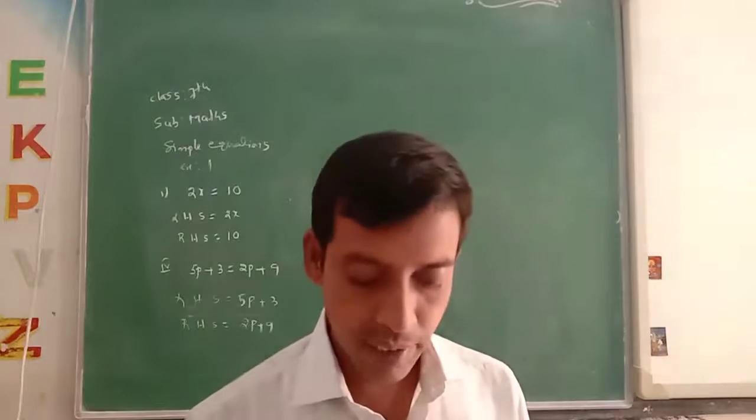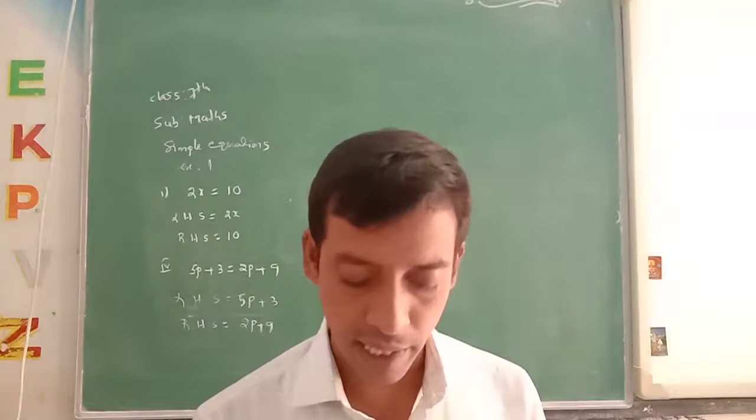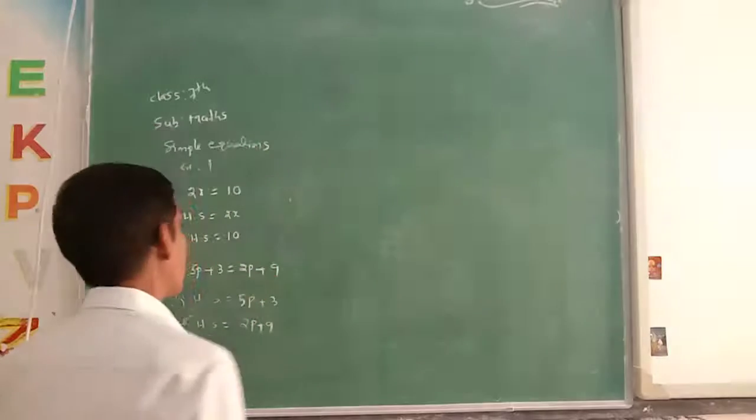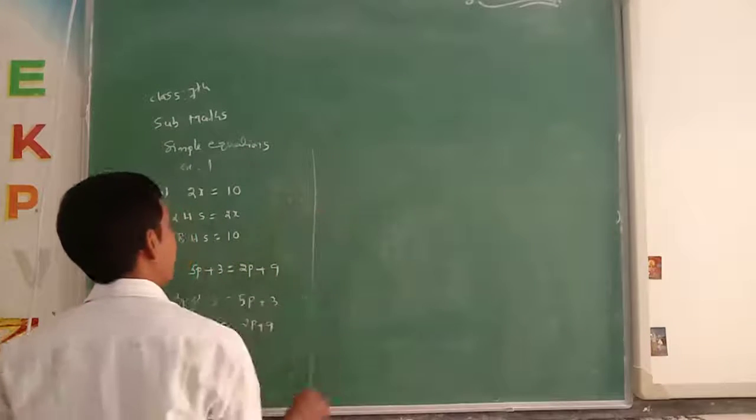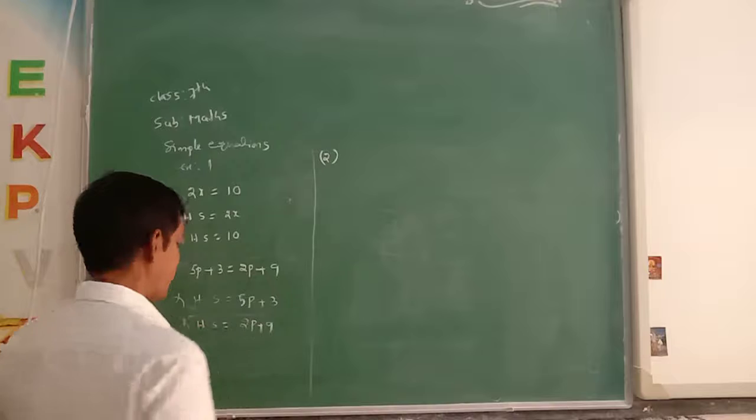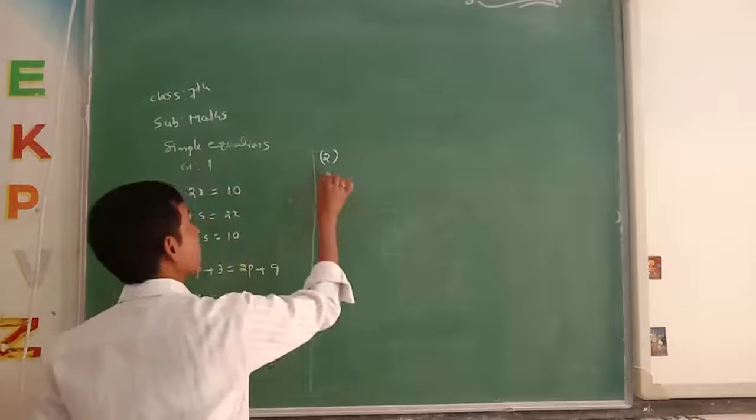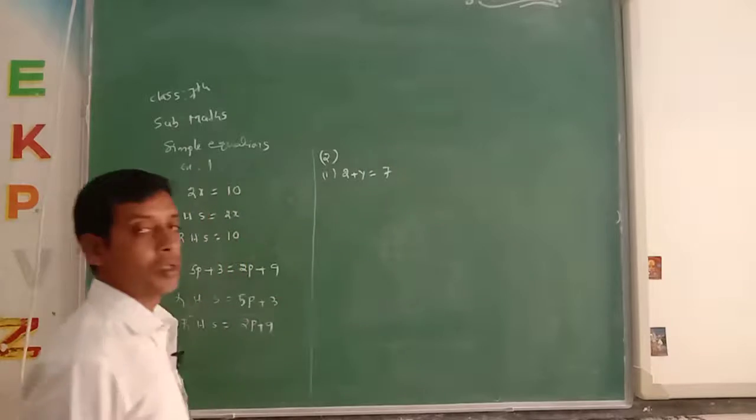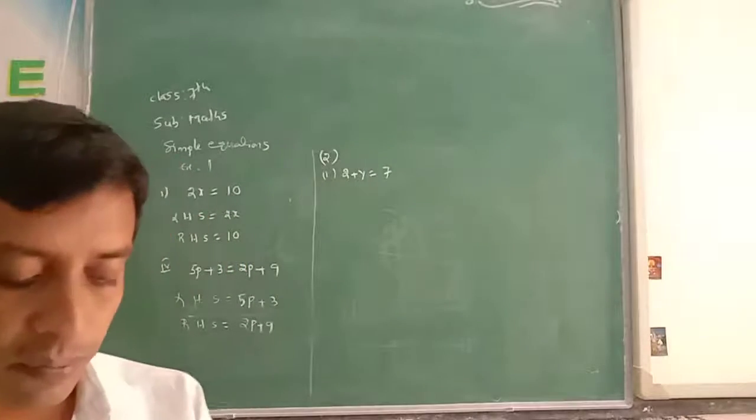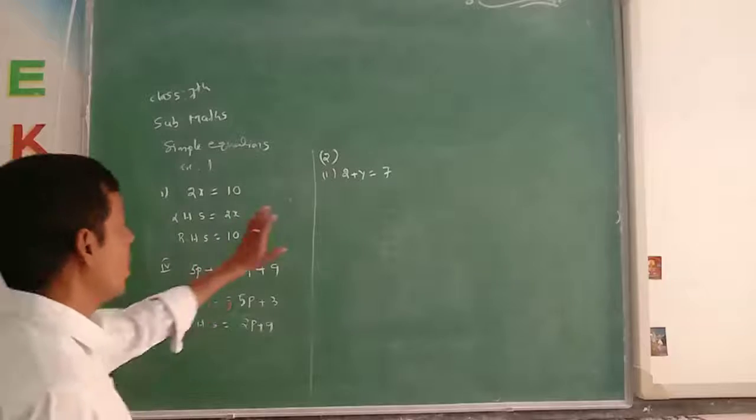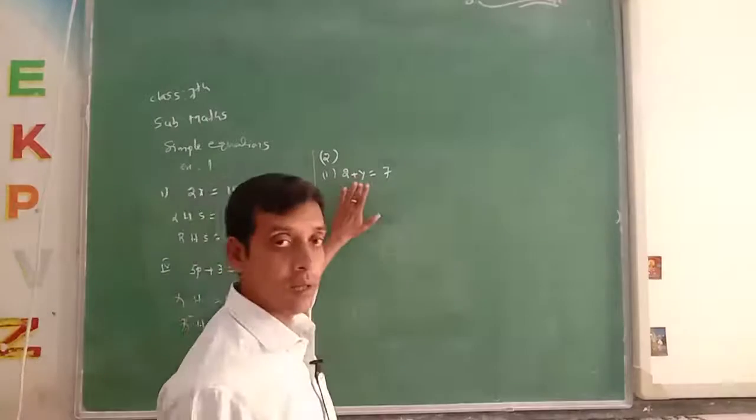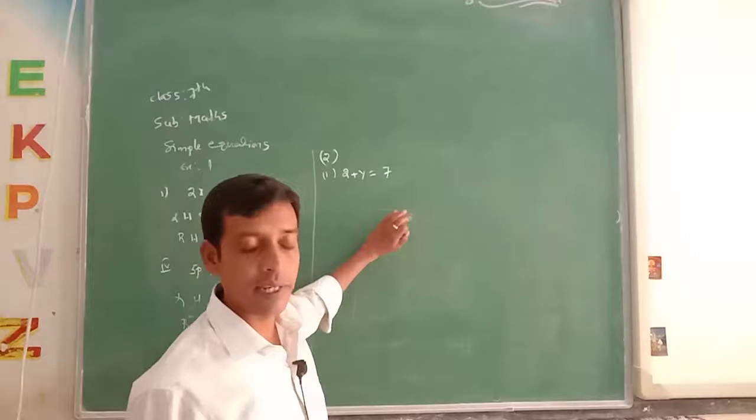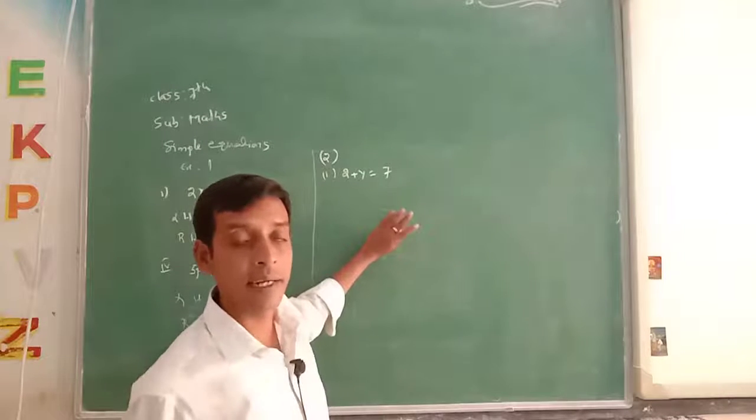Next, second bit. Solve the following equations by the trial and error method. This is also from the 6th class. Okay? Second bit. Look here, first one: 2 plus y is equal to 7. Solving the problem means finding the y value, and after finding y, you have to check it by the trial and error method.